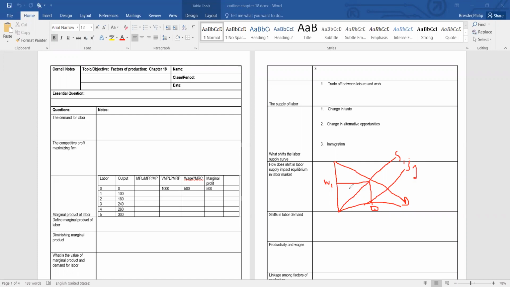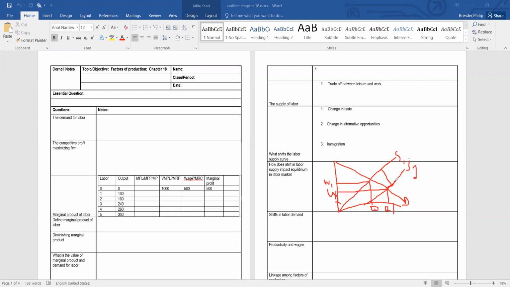All I would say is make sure you read S1 to S2 or S2 to S1, so you make sure you read which way the graph is going. Is it going S1 to S2, which means supply of workers is increasing, or is it going from S2 to S1, which means the supply is decreasing? All right, so here, let's just go with the supply increase.